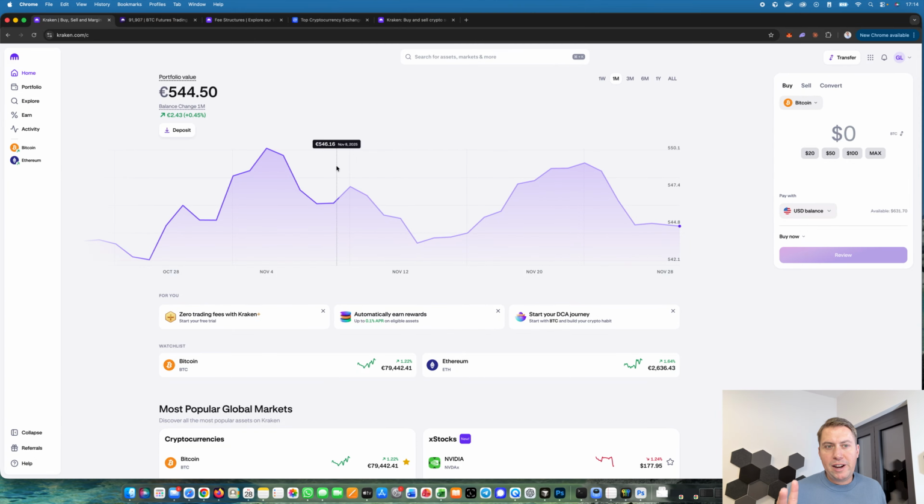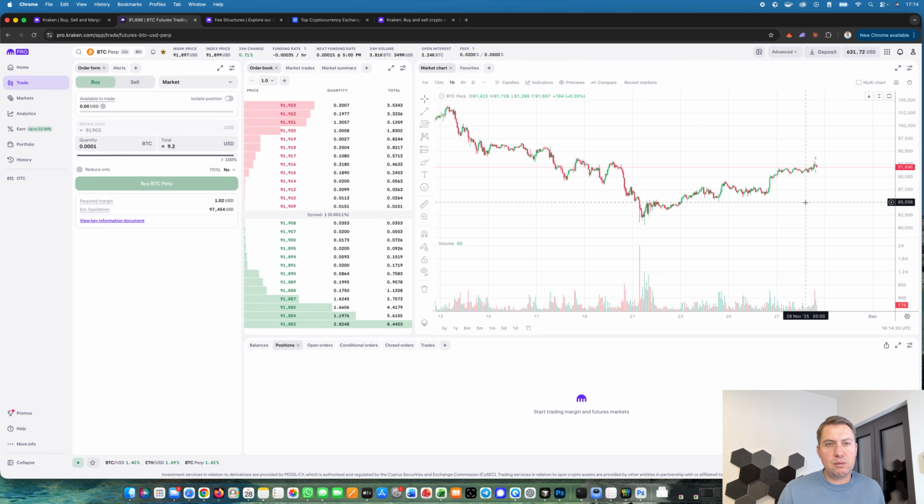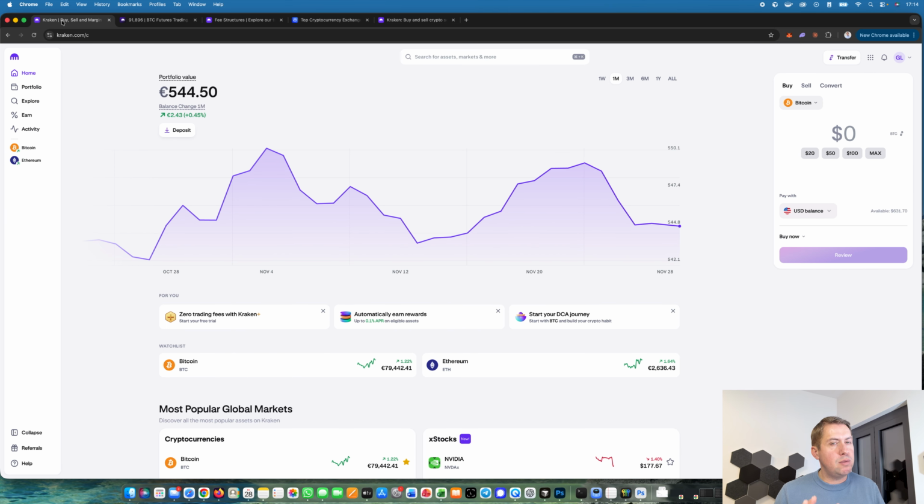And there are two main ways to trade. There's the regular Kraken, or you can use Kraken Pro. Kraken Pro looks a bit more complicated, but we will start out with the regular Kraken account.